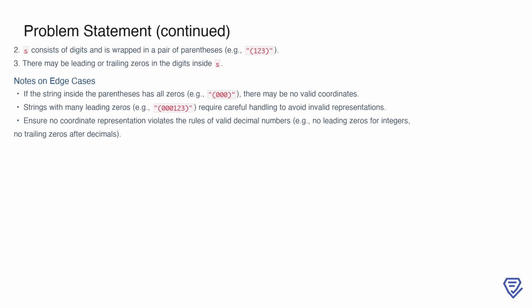Similarly, strings with leading zeros, such as (000123), require careful handling to avoid invalid representations. Remember, no integer can start with leading zeros, and no decimal number can have trailing zeros after the decimal point. These constraints and edge cases ensure that your solution generates only valid and unique coordinate representations.